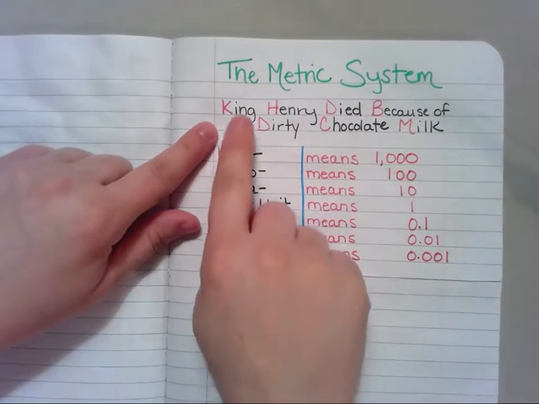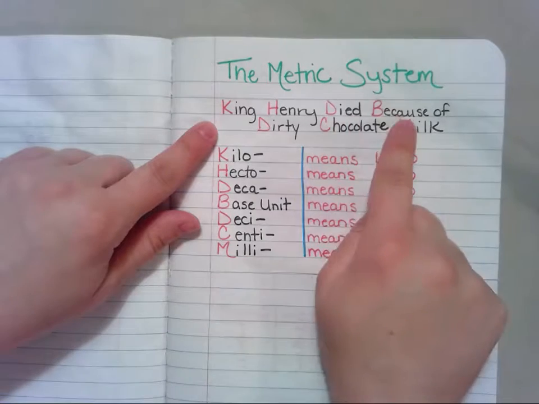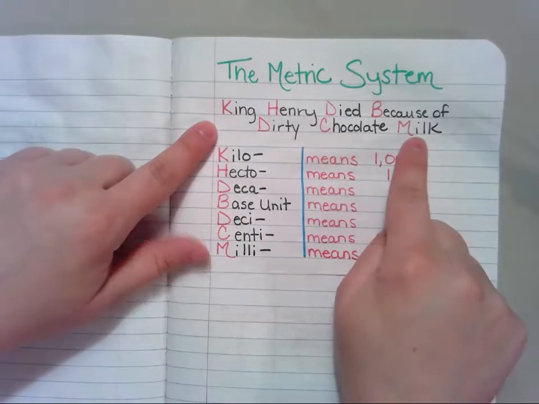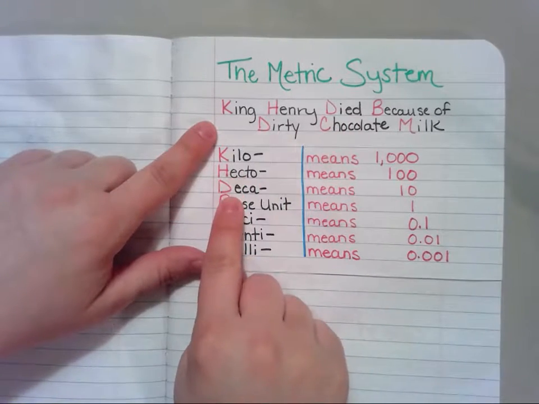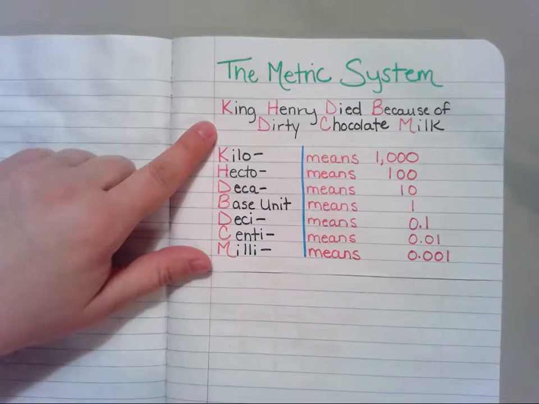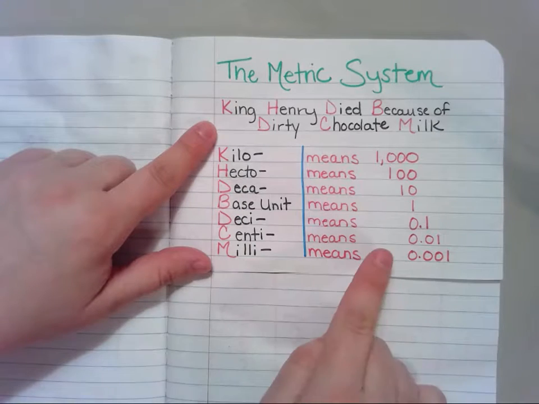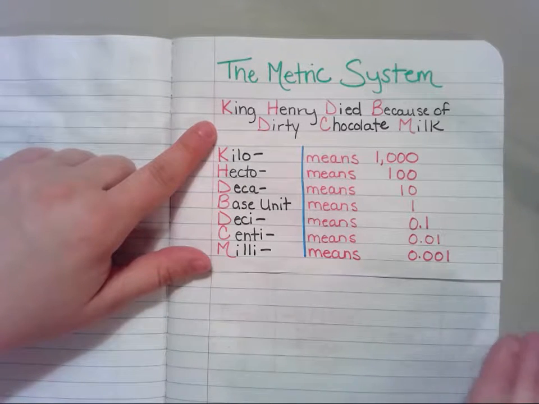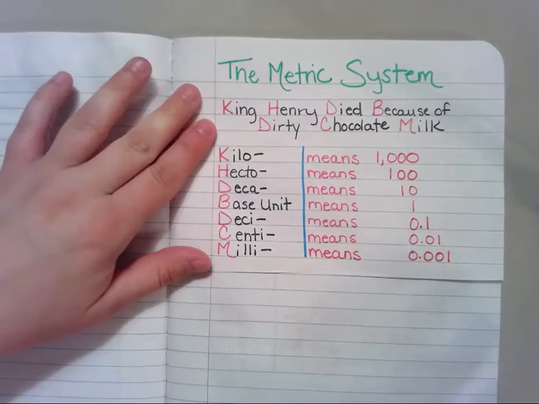So yesterday we learned King Henry died because of dirty chocolate milk. Kilo, hecto, deca, our base unit, deci, centi, milli. If there's anything on this page that you do not have down at this point, you may pause this video and get yourself caught up from yesterday.